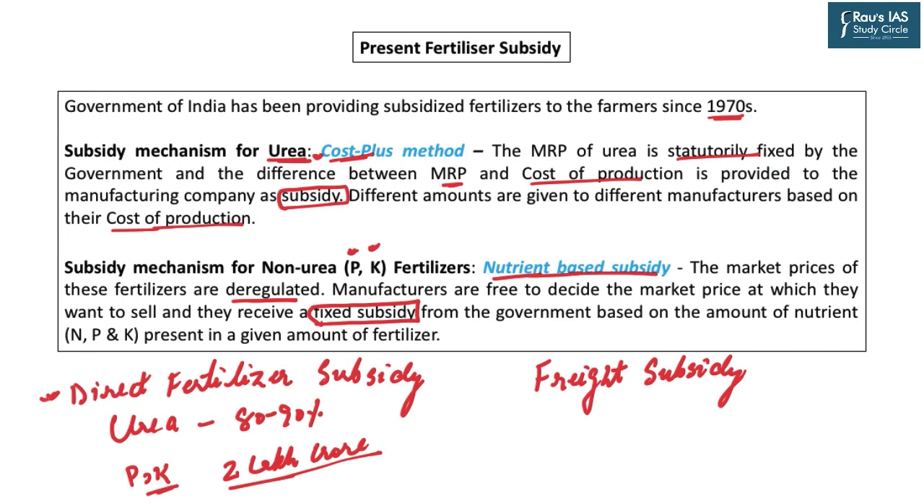The Department of Fertilizers draws a monthly supply plan based upon consensus with the manufacturers, the importers and the distributors. This supply plan is to ensure that fertilizers are available as per requirement even in the remote areas for the sake of food security. So the supply management of fertilizers, that is also subsidized.